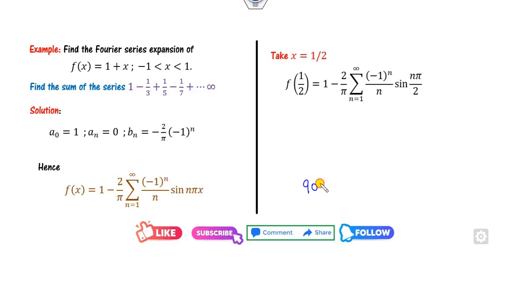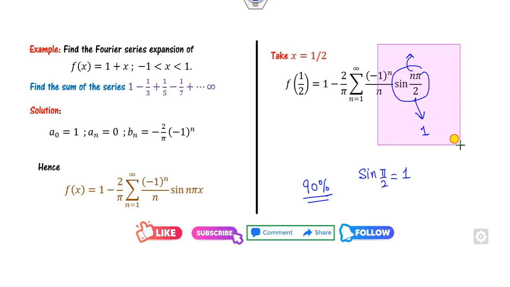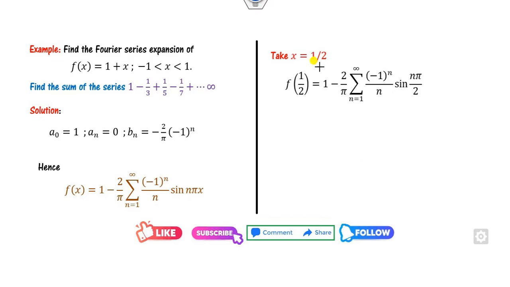Remember, 90% of students will make a mistake. What is the mistake? The student will take this value to be 1. It is not true. Remember, sine pi by 2 is 1. But here there is n also. It is not always 1. Fine. But believe me, 90% of the students will generally make this kind of mistake. Now what is the value of f of 1 by 2? f of 1 by 2 will be 3 by 2, 1 minus 2 over pi.